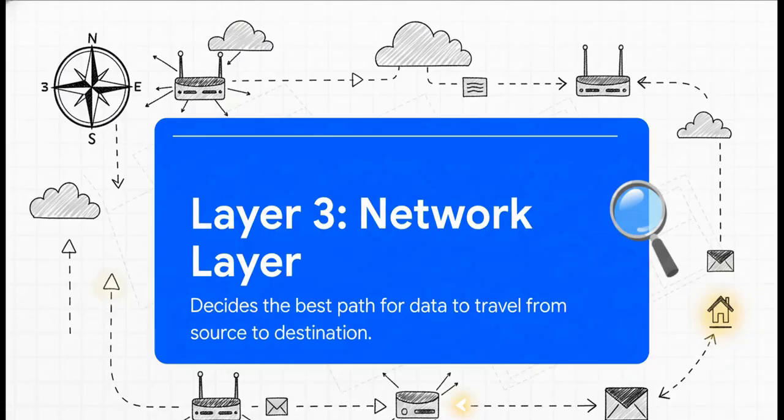Now we get to layer 3, the network layer. This is the master logistician of our digital postal service. It's like the GPS for the entire internet.